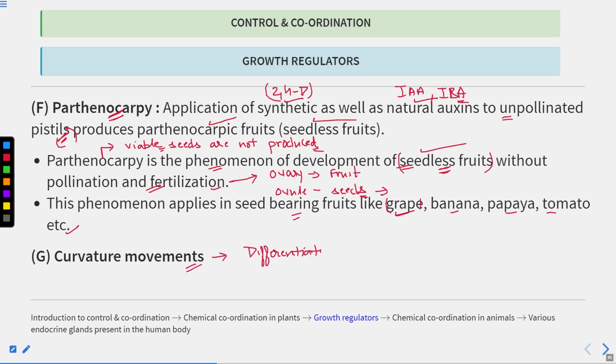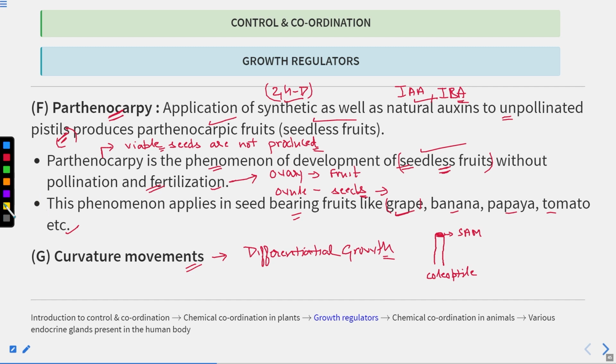Okay, so there is differential growth, which means there is a difference in the growth. We have seen that if this is the shoot, or you can say the coleoptile, or the stem. Suppose we say this is the coleoptile, and this region you can say is the shoot apical meristem.